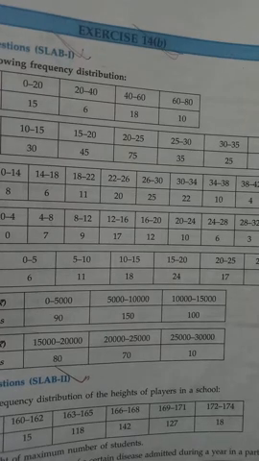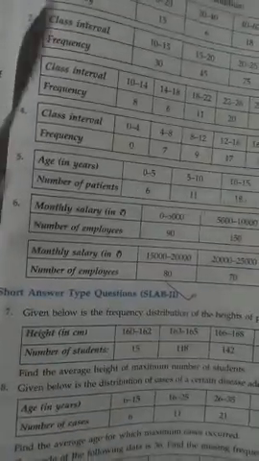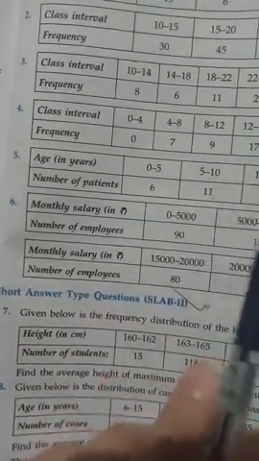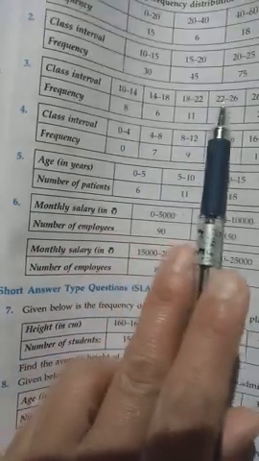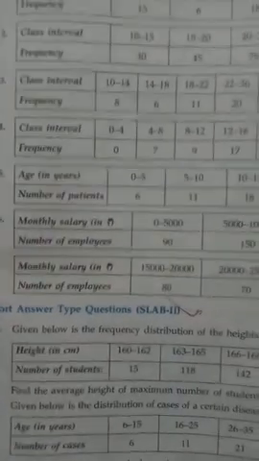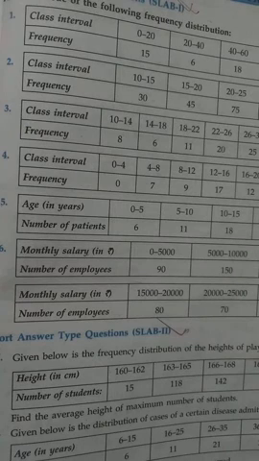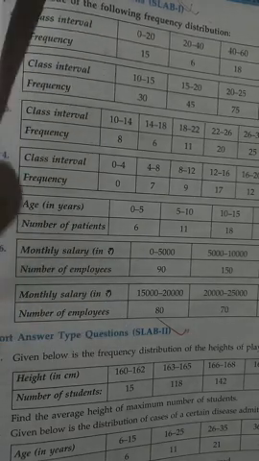Now we'll do exercise 14b number 7. From 1 to 6, if you check, you see the class intervals are continuous. Here see 14, 14, 18, 18, 26, 26. That is, there is no gap. So if there is no gap, you can apply the formula directly in order to find the mode.